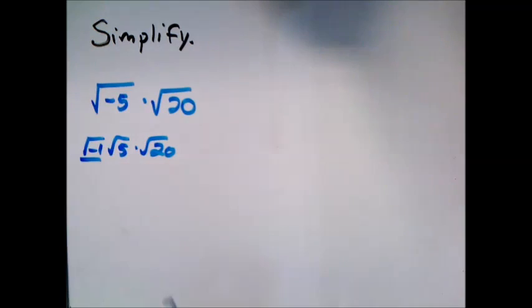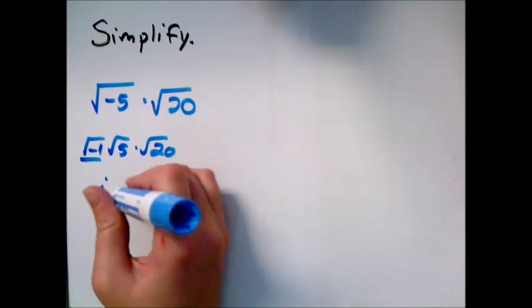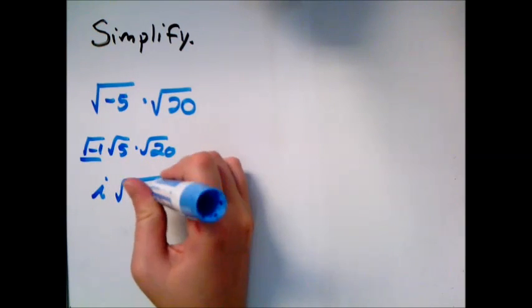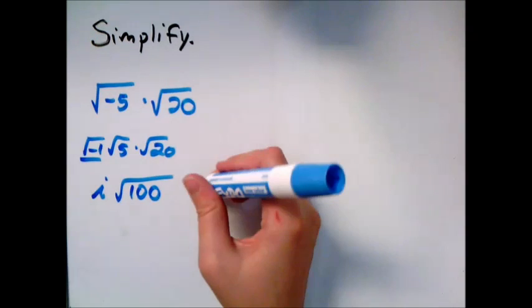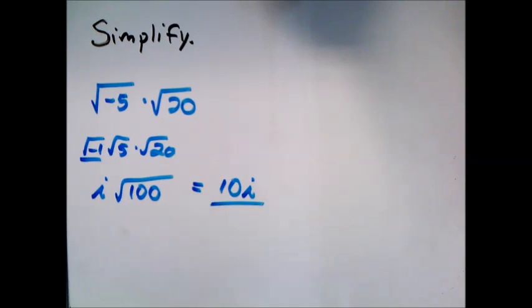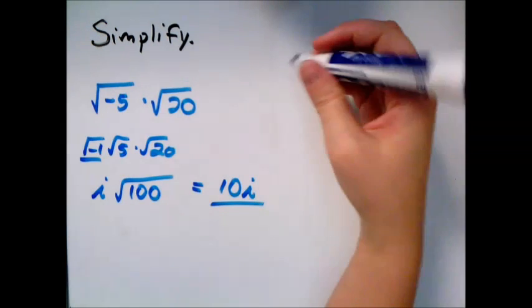And square root of -1 we have a name for, we're calling it i. And so now, since these are both positive, I can combine them as square root of 100. And then, oh, I can take the square root of 100, so I end up with 10i. So the big thing to remember is I can't do any of those steps until I get the i by itself. All right, let's try a division one.